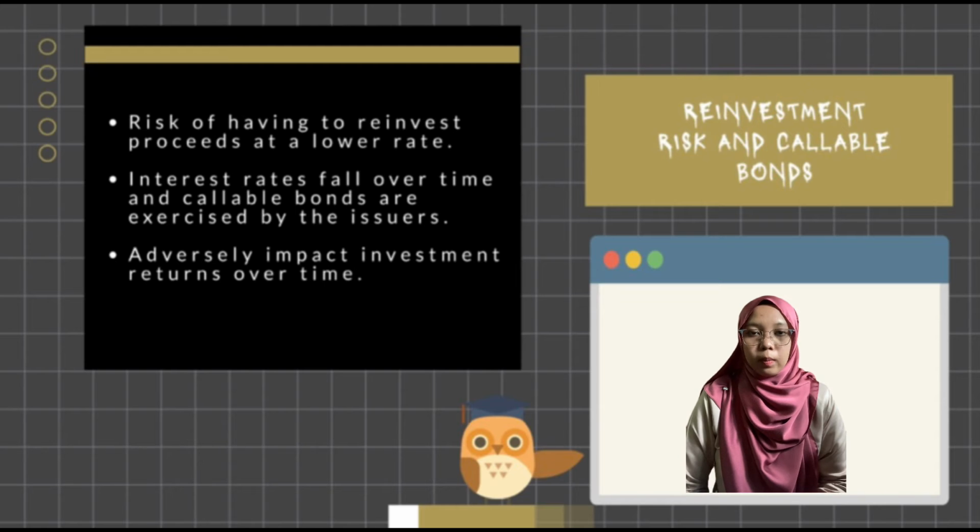Reinvestment risk and callable bonds. The danger a bond investor faces is reinvestment risk, which is the risk of having to reinvest at a lower rate. Interest rates will fall over time and a callable bond may be exercised by the issuer. The callable feature allows the issuer to redeem the bonds prior to maturity, adversely impacting investment return over time.